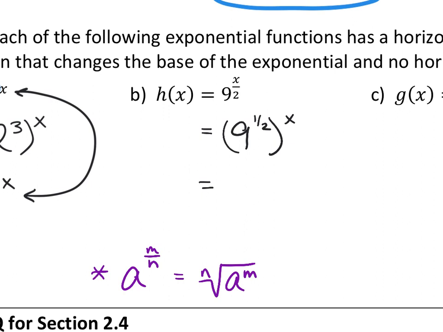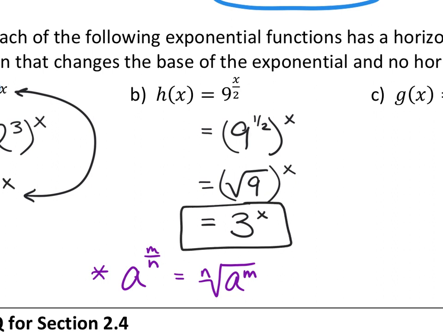So this 9 to the 1/2 is actually the square root of 9. The 2 and the 1 can be invisible because we don't ever show that index or power. So again, this is just like square root of 9 raised to the x power. Well, what's the square root of 9? Oh, what's the square root of 9, y'all? Okay, this is 3 to the x. So we are saying that a horizontal dilation by a factor of 2 is the same as changing the base to a 3. From 9 to 3.